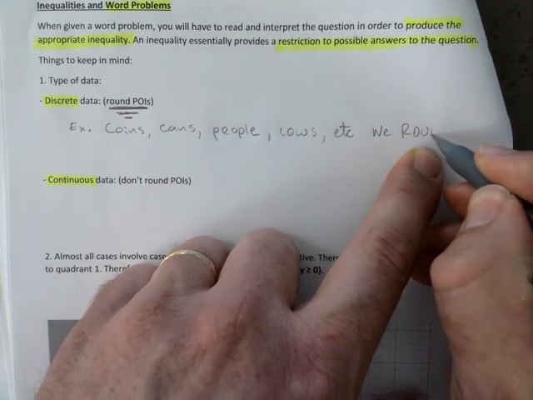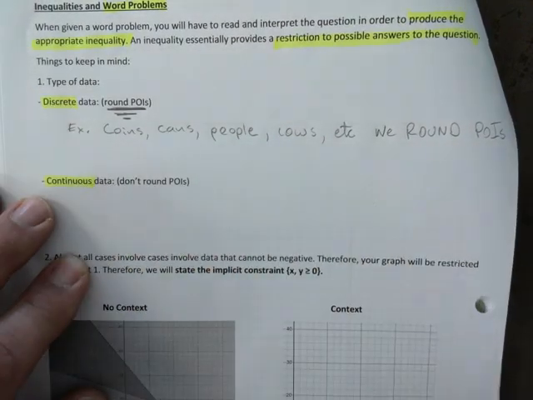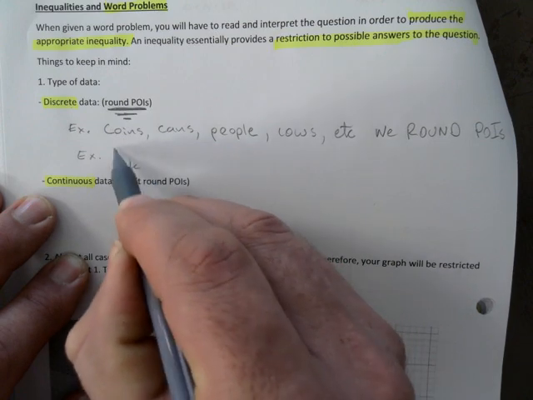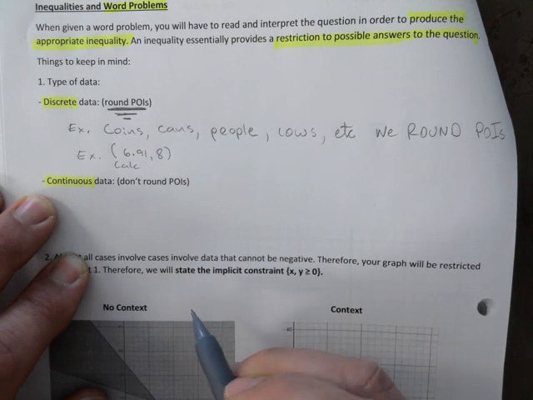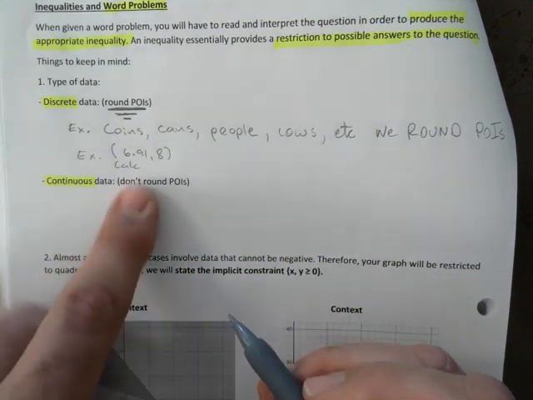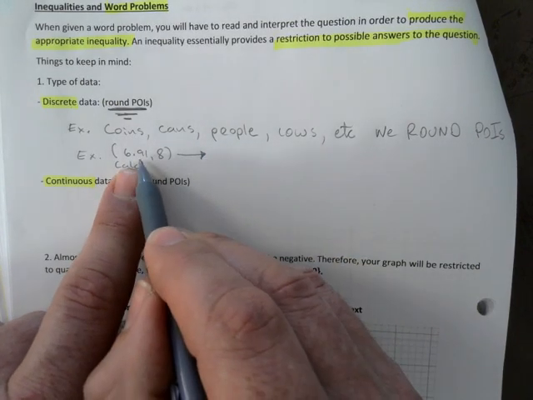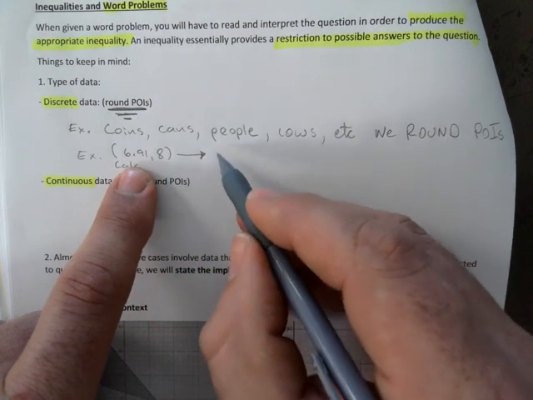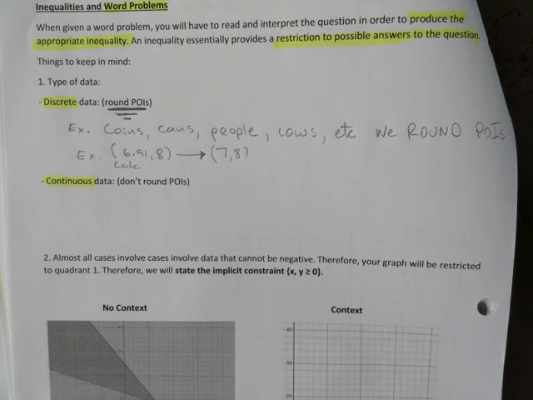We round POIs. Very important. So how does that work? Let's say you use your calculator. Your calculator is going to give you 6.918, let's say. Yes, I want you to write it down the way you found it, but then for that specific problem, X might be the number of horses, Y might be the number of cows, in a farm. So you have to round whichever one is a decimal. Maybe they're both decimals. You just make sure you round it to the nearest whole number.